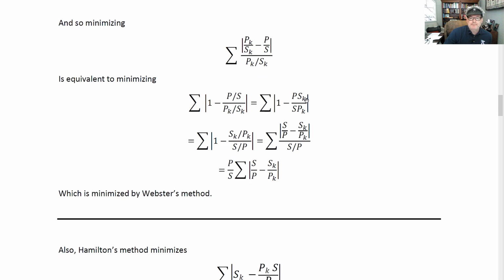And then you can think of it as instead SK over PK divided by S over P. And then get a common denominator, S over P divided by S over P. Take this denominator out. It's actually a constant, so you can pull it out and then might as well flip again. It's P over S. So minimizing this is equivalent to minimizing this sum, and this is just a constant out here. But we know Webster minimizes this sum. So Webster will minimize this sum, as we saw.